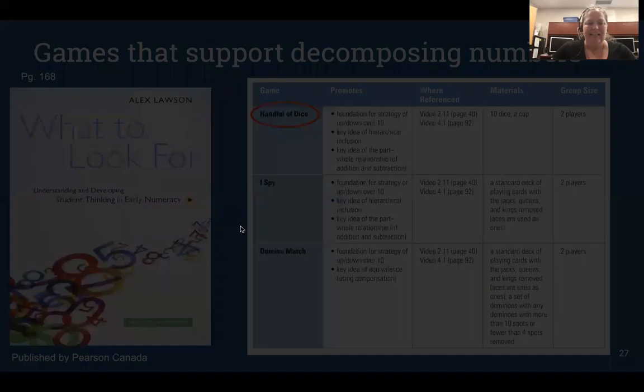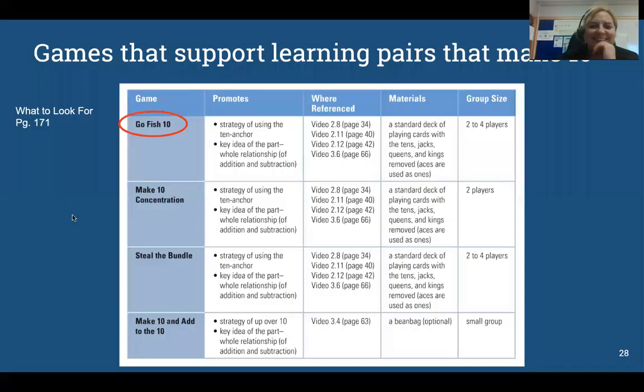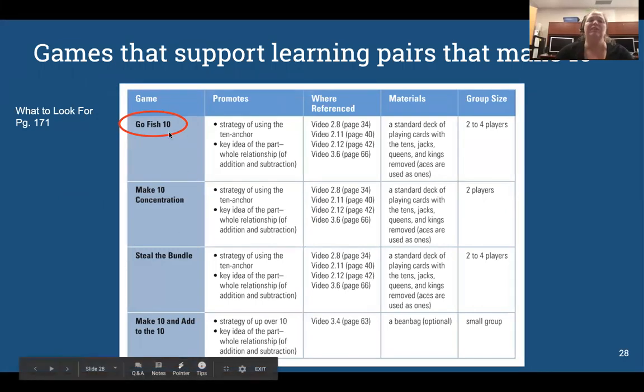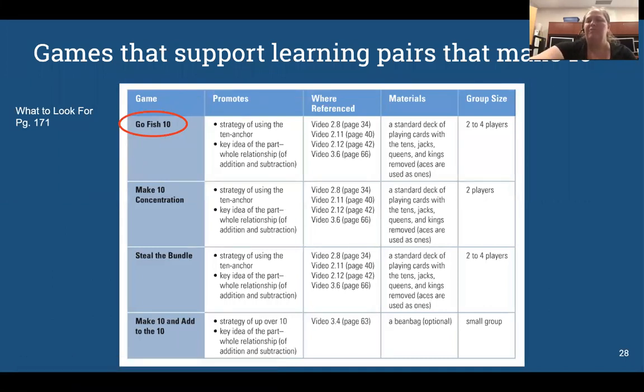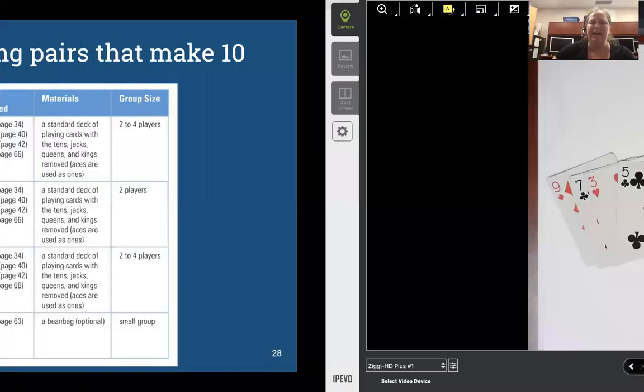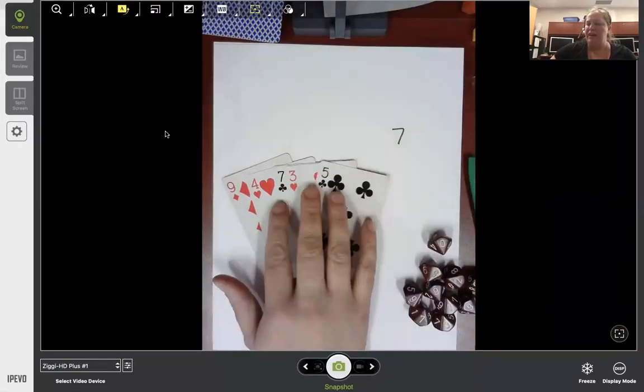Okay, last one. I know we're over time, but it is What to Look For on page 171, which has games that support learning the pairs that make 10. There's lots of other ones available, but this is Go Fish 10. And basically, if you've ever played Go Fish, you know how this game works, except that instead of looking for a pair, you're looking for the pair that makes 10.